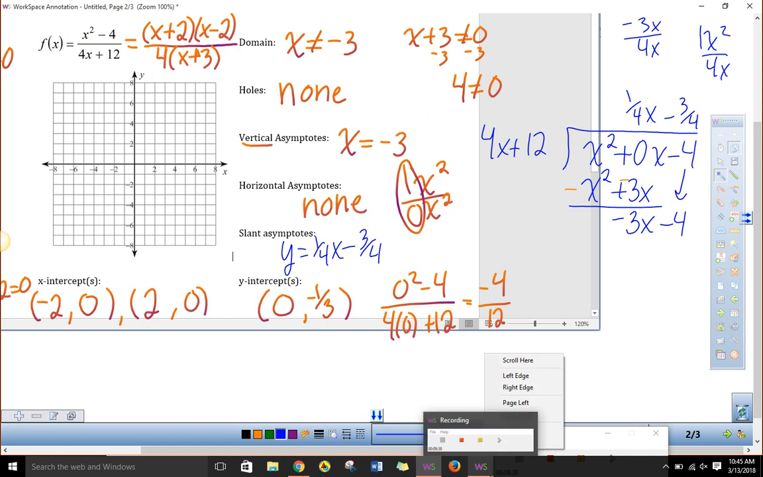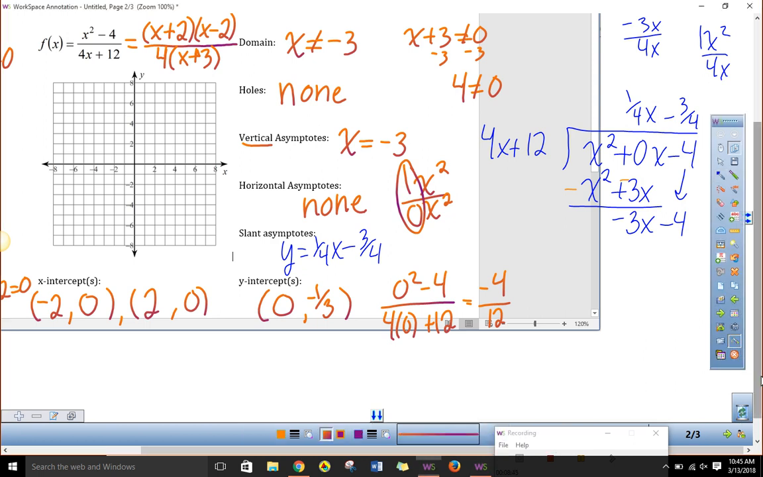I can see everything. Can we graph this? Tell me what you know. You know your y-intercept and your x-intercept. Okay, we can plot those points. So I know I have negative 2, 0, 2, 0, and negative a third. Somewhere there.